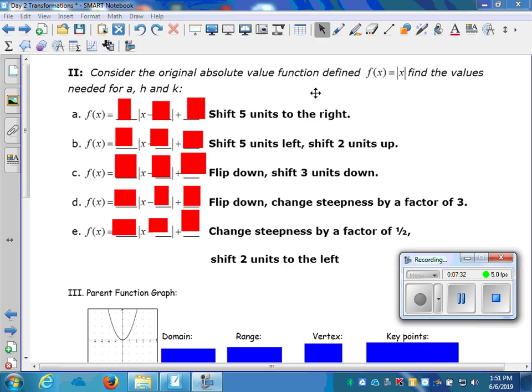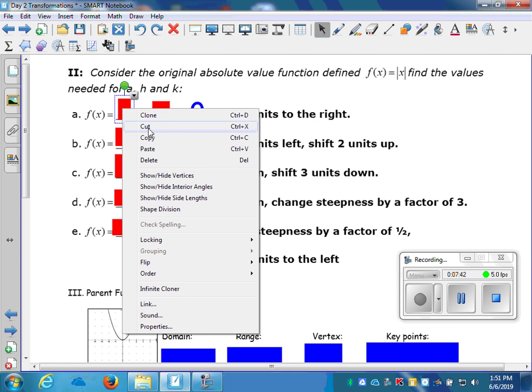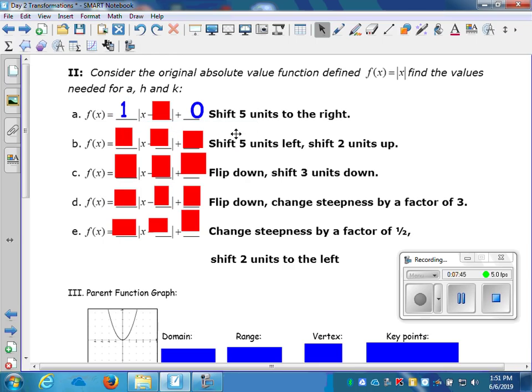So this says take the parent function and shift it 5 units to the right. There is no vertical shift, so this back value would be 0. There is no stretching or shrinking of the function. There's no flipping, so that value in front, which is the a value, is a 1. Moving 5 units to the right, that's in the positive direction, and so we put a 5 in that position. Notice the minus is part of the original equation for the function.